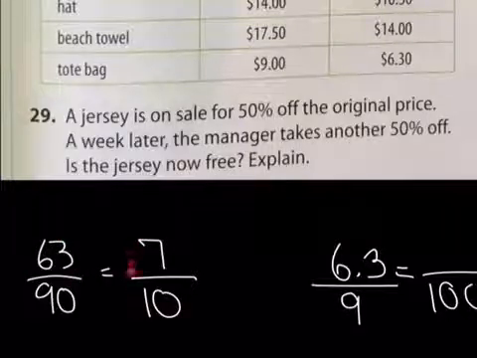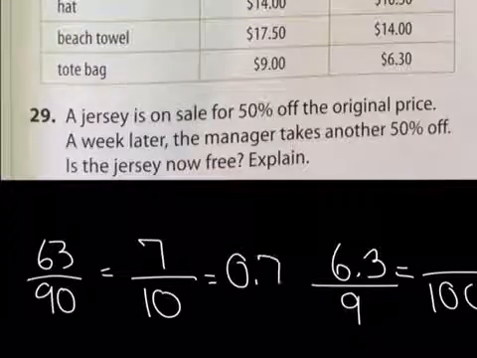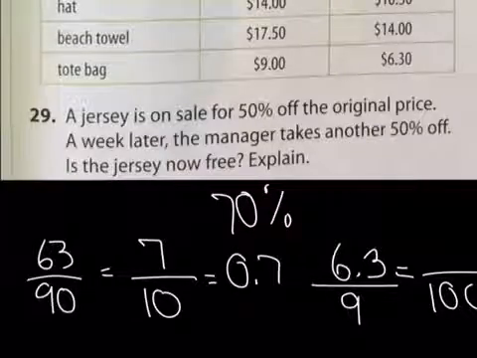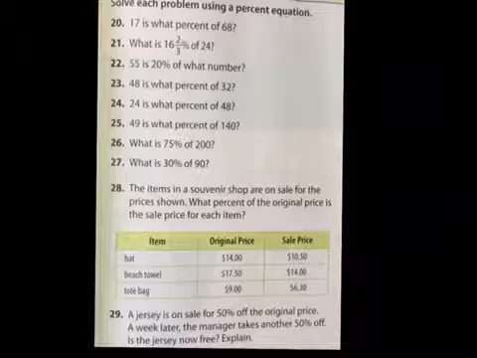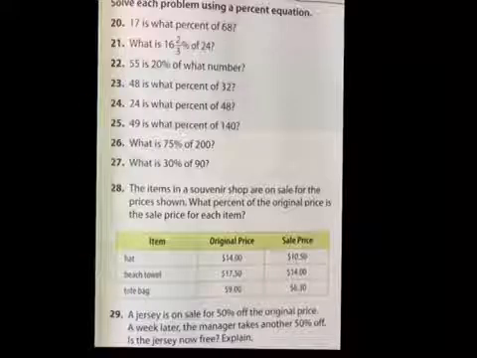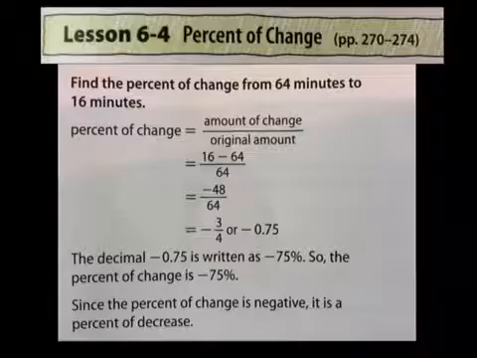So really it's 7/10. And when we write 7/10, we write 7 in the 10th place, which as a percent is 70%. Okay. Now go ahead and do the rest on your own. I'll see you in class. We'll check this in class as well.